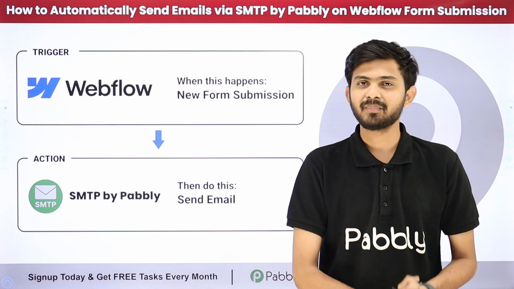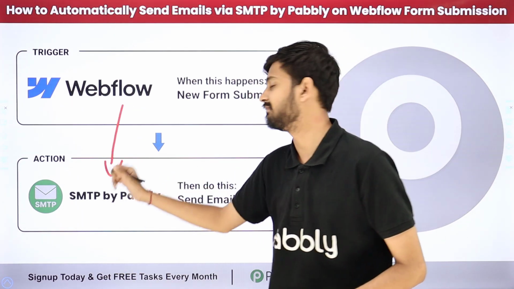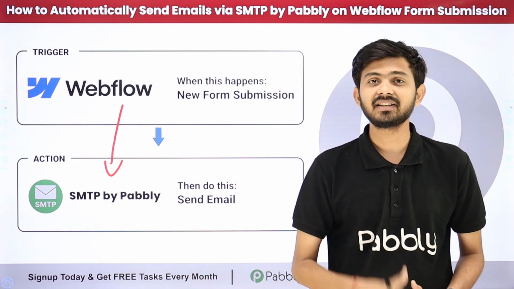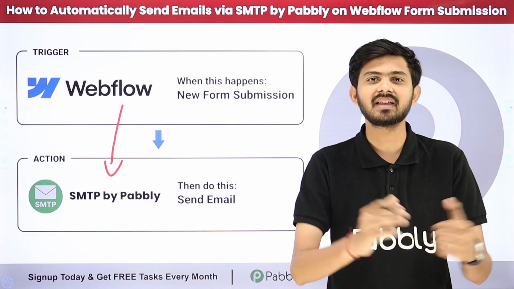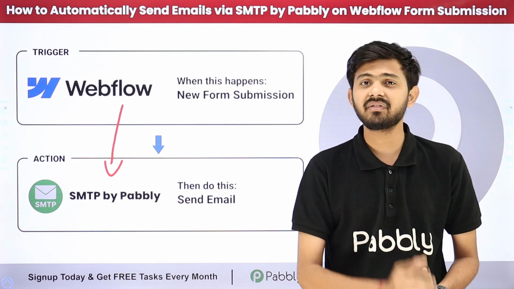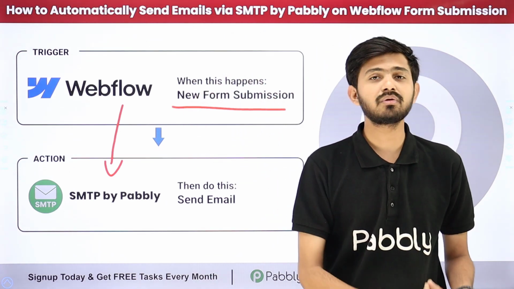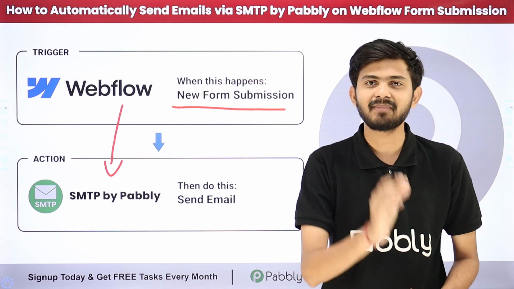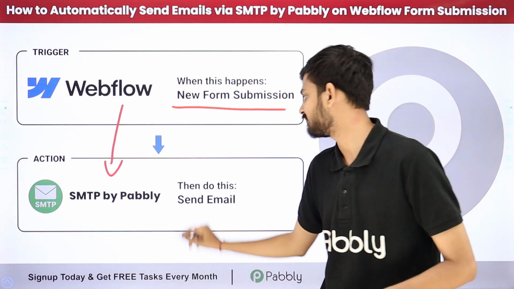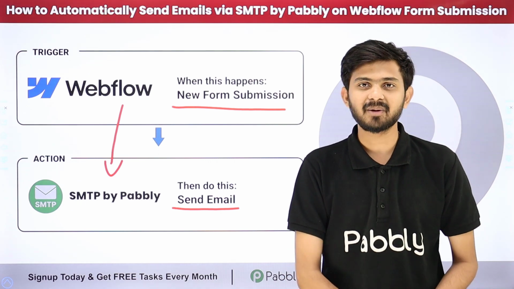So for doing this automatically, I need to build a connection between Webflow and SMTP by Pabbly. For building this connection, I'm going to use Pabbly Connect, which is an amazing software for automation and integration. Now with Pabbly Connect, whenever I'm going to receive a new form submission through Webflow, then automatically by using those details, I'm going to send an email by using SMTP by Pabbly. So how am I going to build this connection? For that, let me take you to my computer screen.